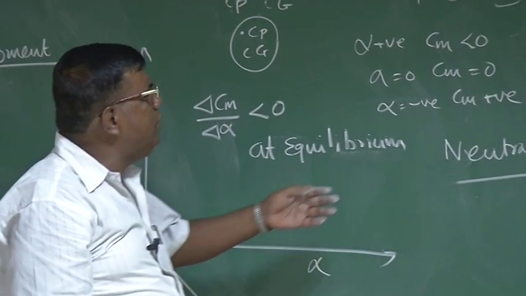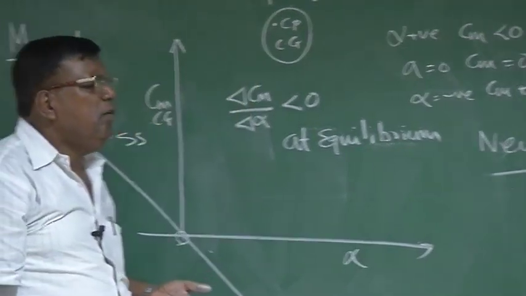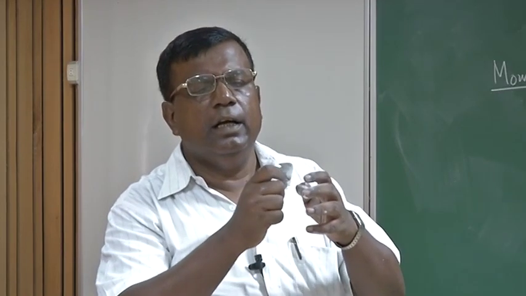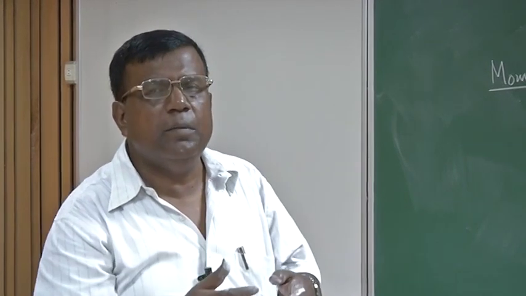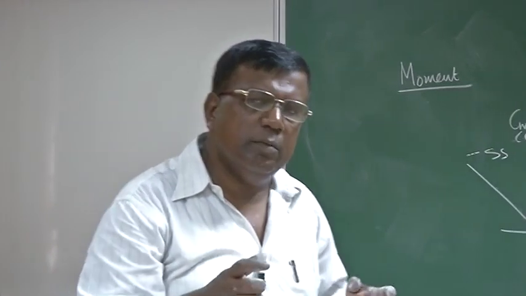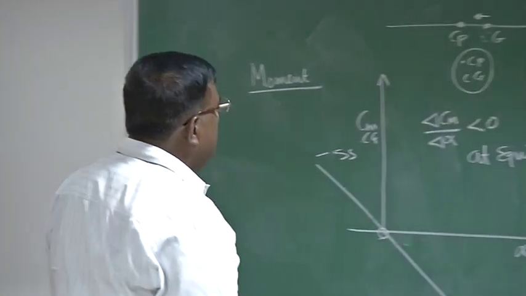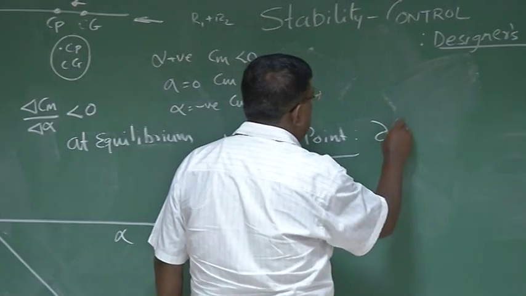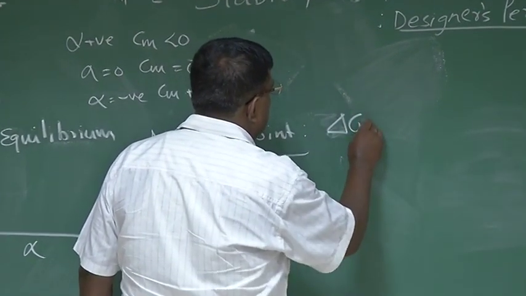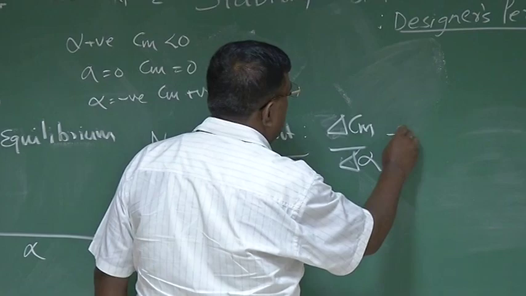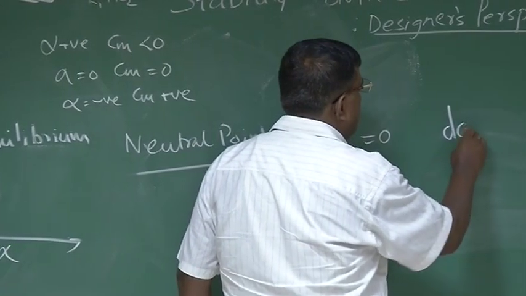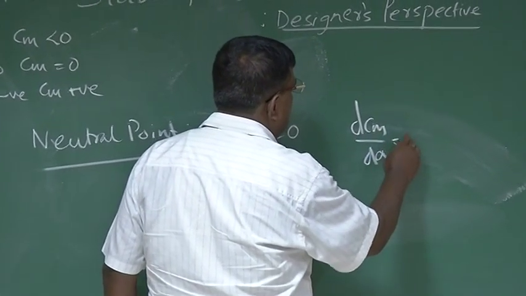Talking about something called neutral point. What is that point? What is that CG location about which there is no moment, everything is balanced? And if I take the CG either side of the neutral point, either it will become statically stable or statically unstable. This is the meaning of neutral point. Mathematically, neutral point means where dCm by d alpha, the slope, becomes 0.